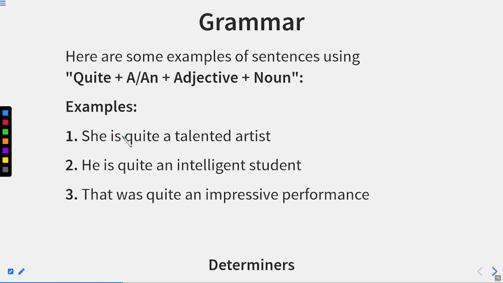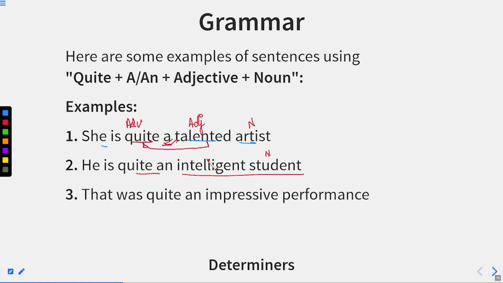For example, she is quite a talented artist. Now here you can see artist is a noun, talented is an adjective, quite is an adverb, and we are placing this indefinite article a between adverb and adjective. So this is the position where we should use the indefinite article in such a sentence. We cannot say she's quite talented an artist. That will be incorrect.